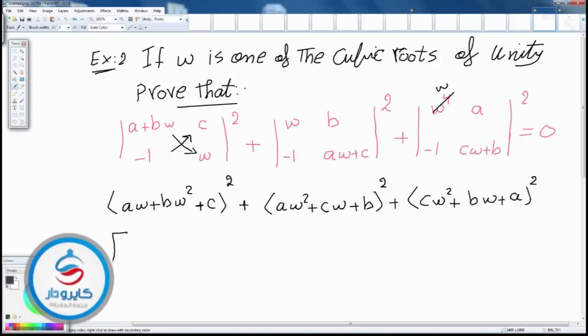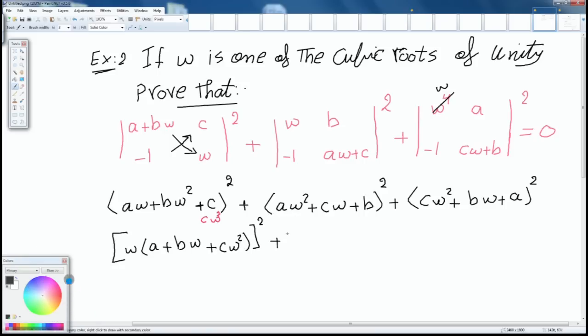Now we are going to take omega as a common factor here. So we have A plus B omega. By the way, C means C times 1. 1 is omega power 3. We can write it like C omega cubed. Then if we need to take omega from here, it will be C omega square, and this is bracket power of 2.